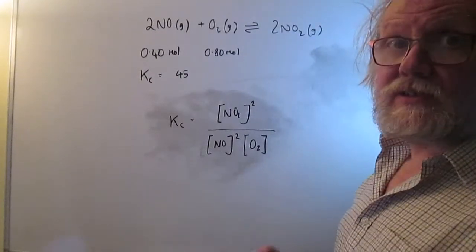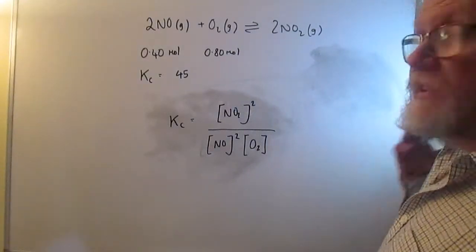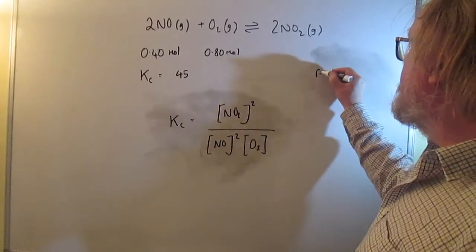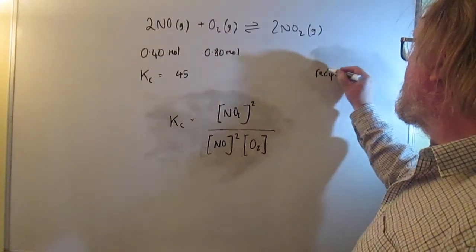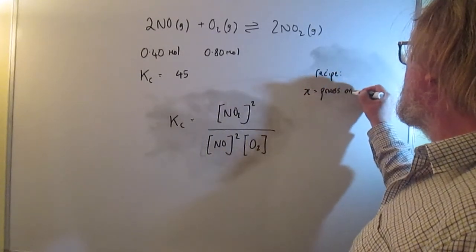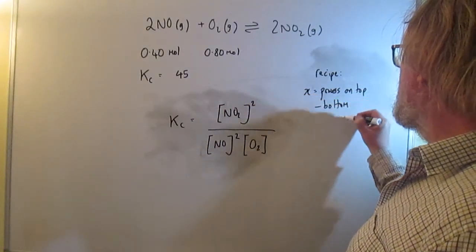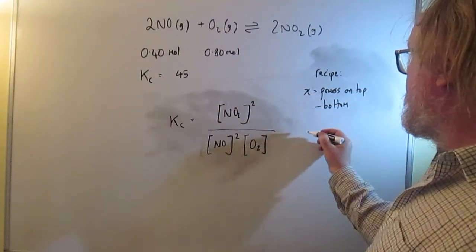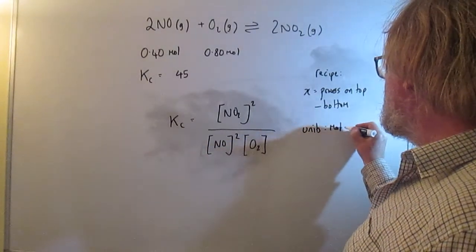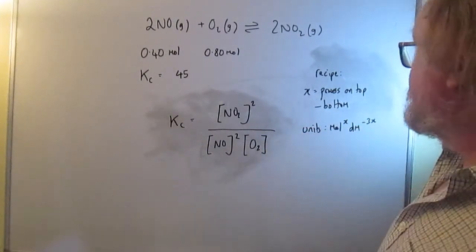Just like with rate constants, it's worth learning a recipe for the units, because it's quick and it's safer than just figuring it out. So the recipe for this one is that if we set x to be powers on the top minus powers on the bottom, then the units are moles to the x dm to the minus 3x. Okay, so that's very easy.